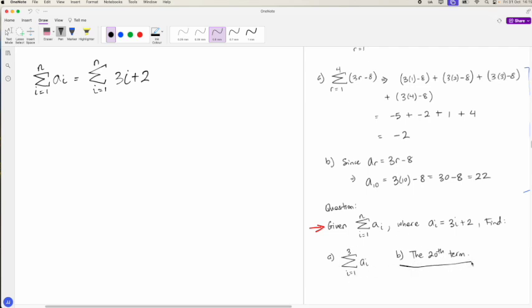Let's do b first, the 20th term, right? Because we know that for part b, ai is equal to 3i plus 2. So therefore a20 will be 3 times 20 plus 2. A20 is 3 2s are 6, 62.